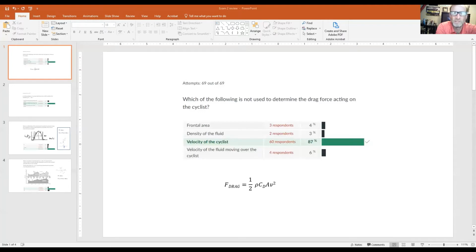Rho is density of the fluid. CD is the shape of the object and how well the fluid moves over the object. A is the frontal area of the object that's perpendicular to the flow of the fluid, cross-sectional area. And V is the velocity of the fluid moving over the object. So now we just need to pick out from these answers which one is not in the equation. Frontal area is, that's the A. Density of the fluid, that's the rho. Velocity of the cyclist, that's not in the equation. Velocity of the fluid moving over the cyclist, that is in the equation.